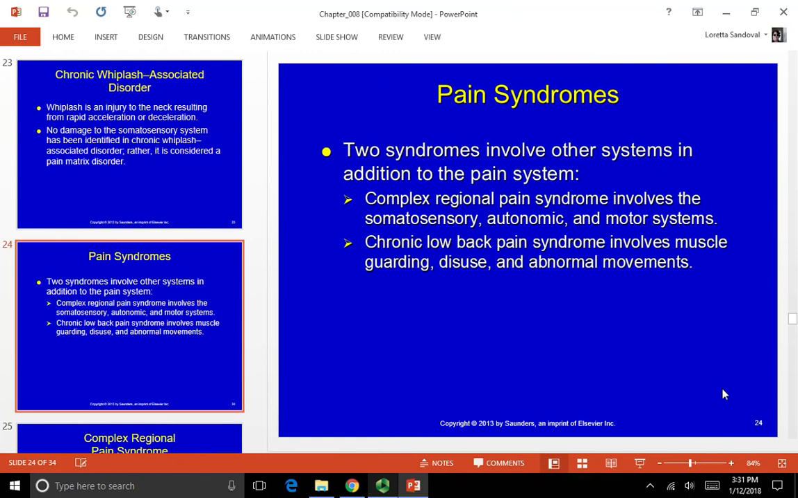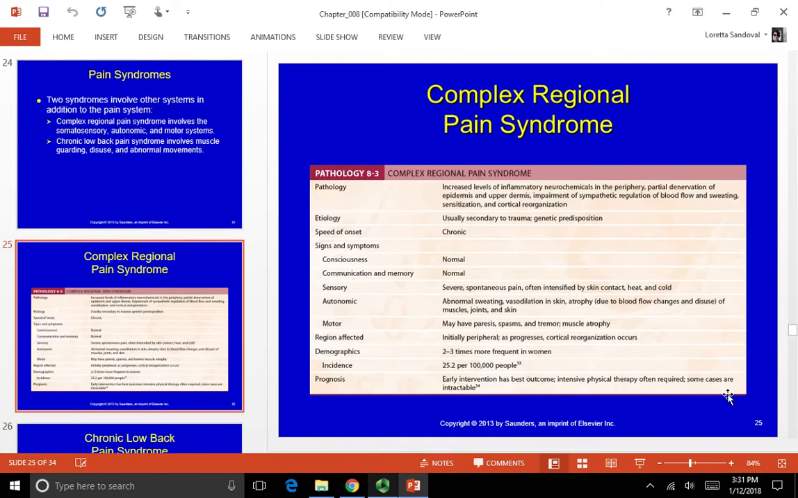So, two syndromes that involve other symptoms in addition to the pain matrix, the pain system, are complex regional pain syndrome, which involves somatosensory, autonomic, and motor systems, and chronic low back pain syndrome, which involves muscle guarding, disuse, and abnormal movements. So we'll talk about each one of those a little bit, and these are the pathology boxes from the book. So complex regional pain syndrome is a syndrome of pain, vascular changes, and atrophy.